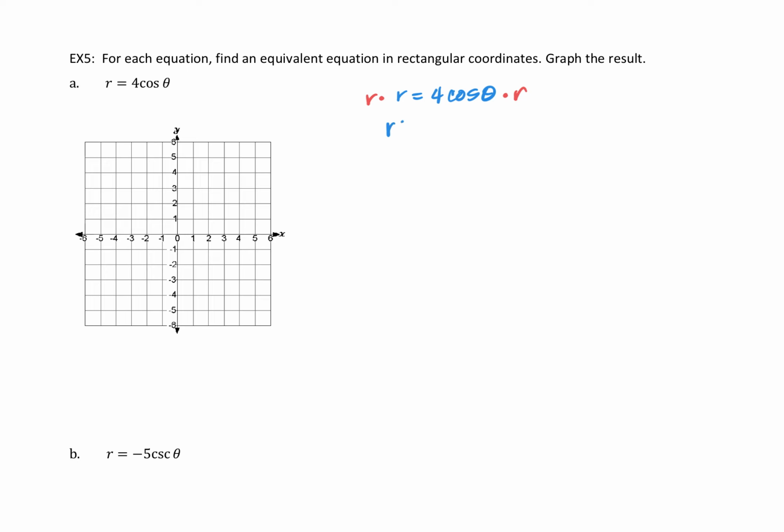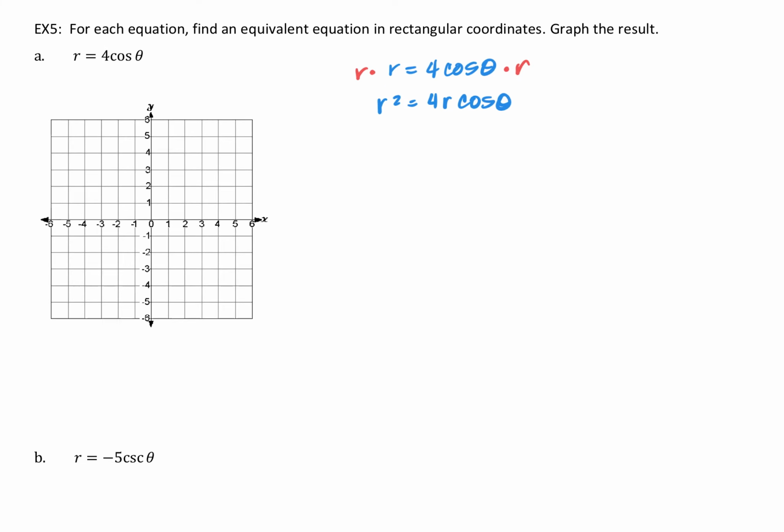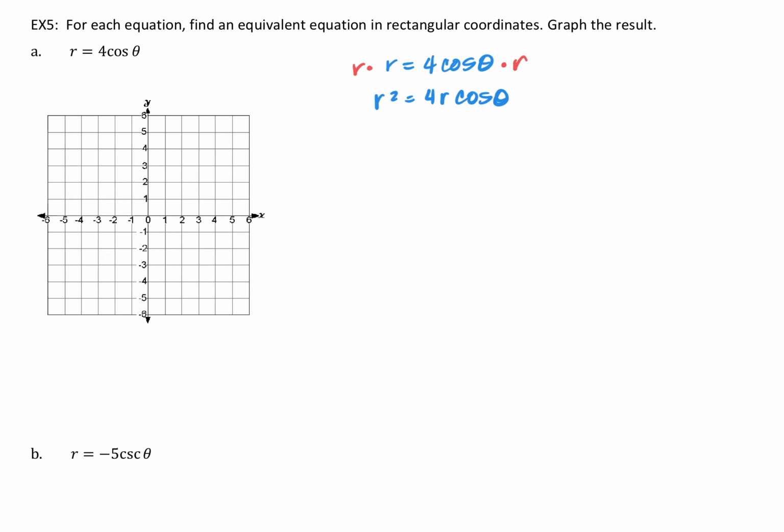On the left, I'll have r squared. And on the right, I'm going to put the r after the 4. So I'm going to have 4 times r times cosine of theta. And then on the left-hand side, I can replace the r squared with x squared plus y squared. And I have a 4. The r cosine is x. So now I have an equation in rectangular. I got rid of all the r's and the thetas, and I only have x's and y's. Now I want to graph that.